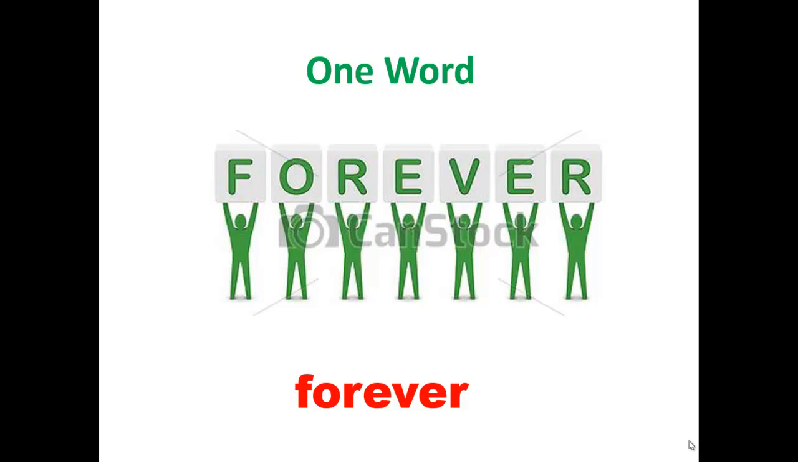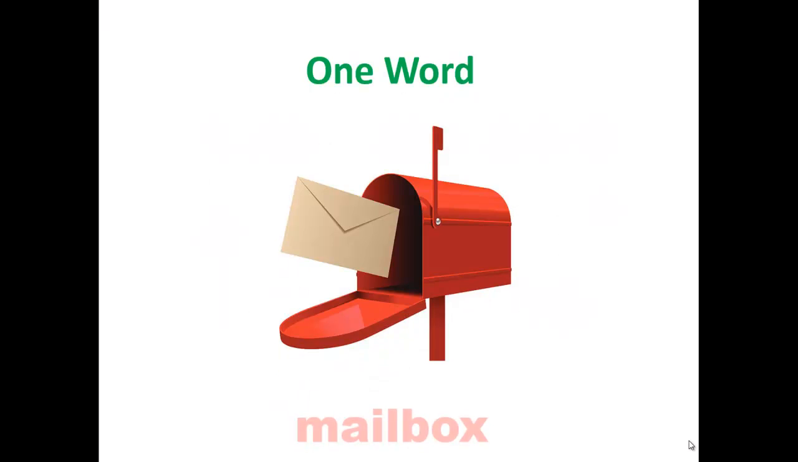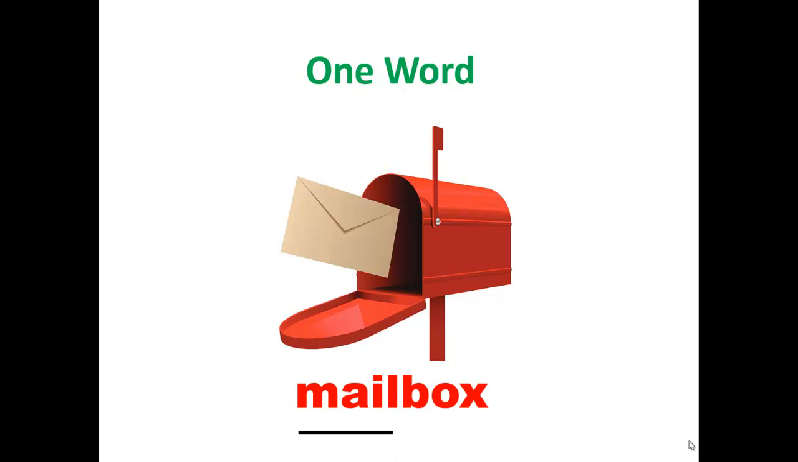Forever. Again, it's made up of two words. The first word is for. What about the second word? It is ever. The two words are used together to make up a new word. So it is a compound word. Mailbox. The first word is mail. The second word is box. The two words are used together to make up a new word. So this is a compound word. What type of compound word is it? It is a one-word compound word.